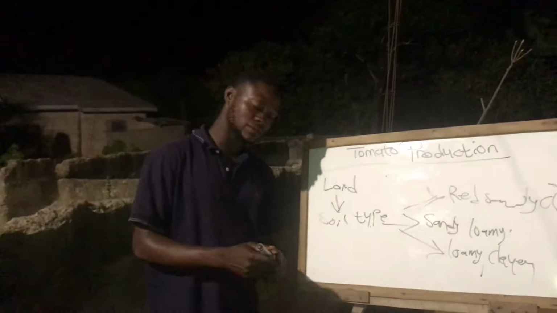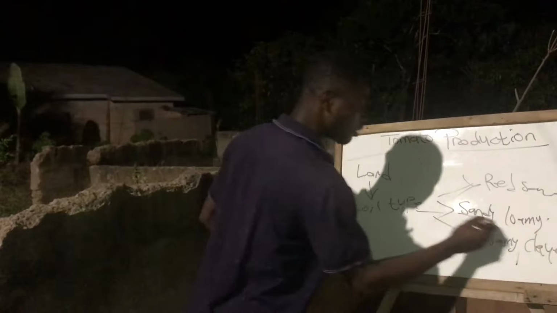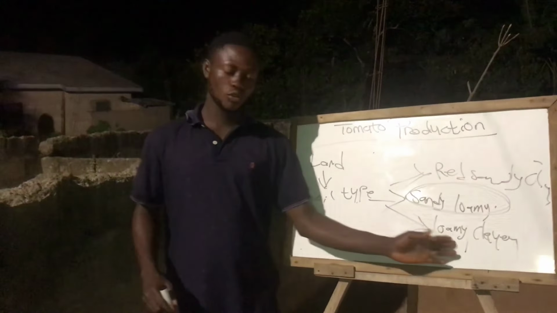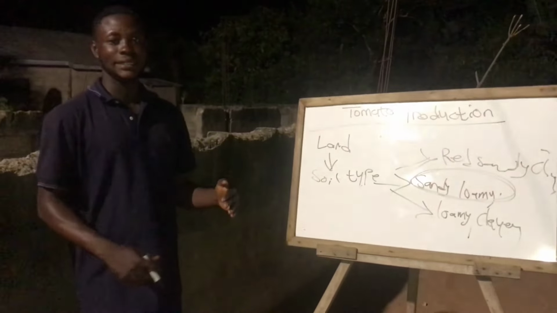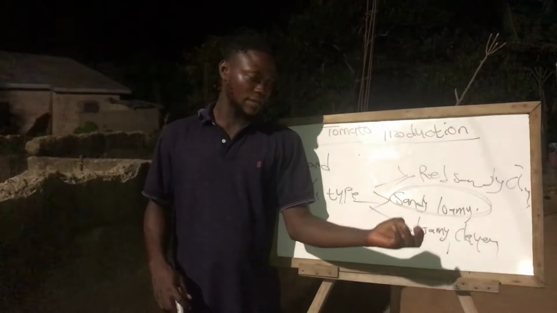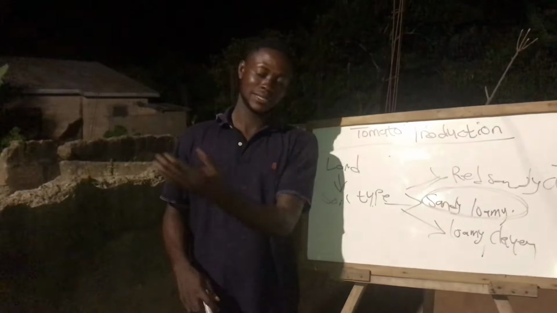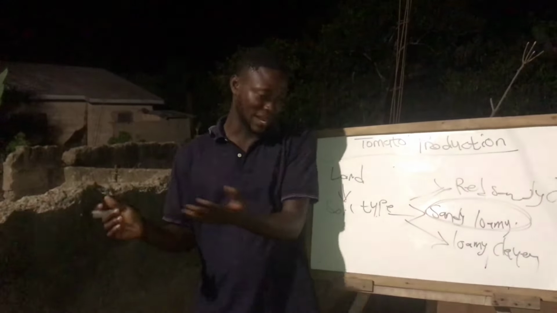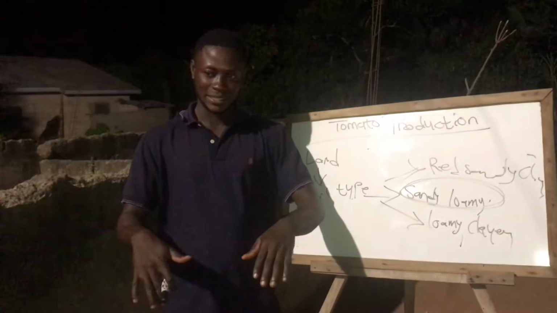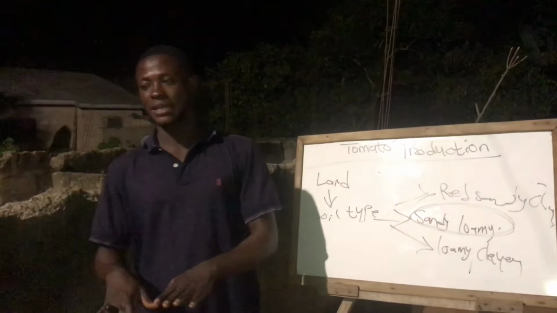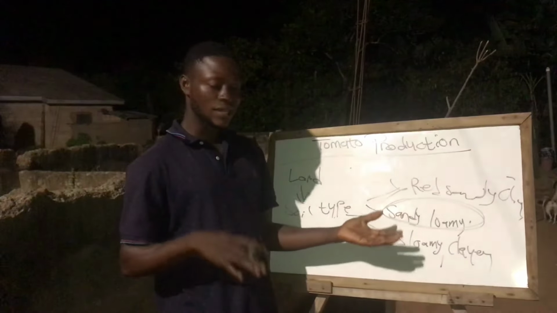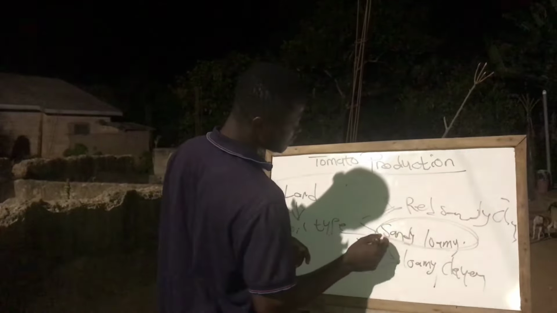The most preferable soil type that we normally use is the sandy loam, an amount of sand and an amount of loamy soil. Sometimes you can also go for the loamy clay. The clay shouldn't be a compacted clay. We have loose clays. If you realize there is an amount of clay in your soil, that is fine, because once you water it or get rainfall, the water can stay within the soil for some time. It doesn't get dry easily. So such soil is okay, but mostly we say the sandy loam.